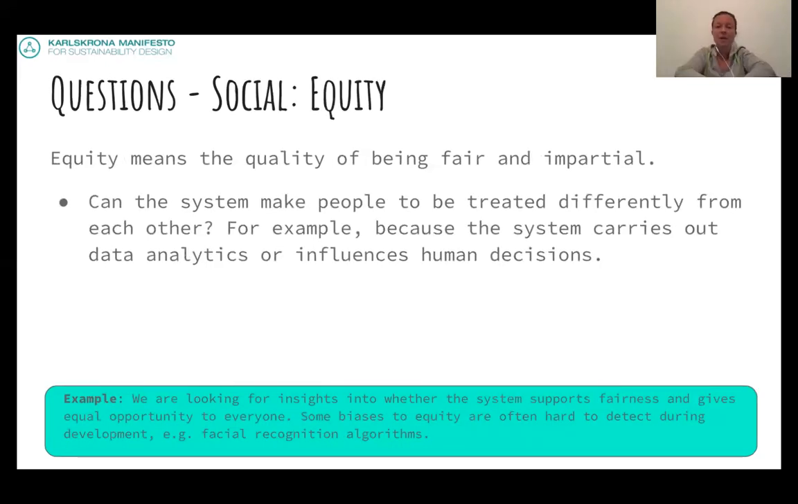Then equity. So equity means the quality of being fair and impartial. Would you say the system can make people be treated differently from each other? For example, because the system carries out data analytics or influences human decisions. So we look for insights into whether the system supports fairness and gives equal opportunity to everyone. And some biases to equity are often hard to detect during development. For example, facial recognition algorithms. A while later, there were studies about facial recognition algorithms being really bad at recognizing gender in non-white people. Where'd that come from?